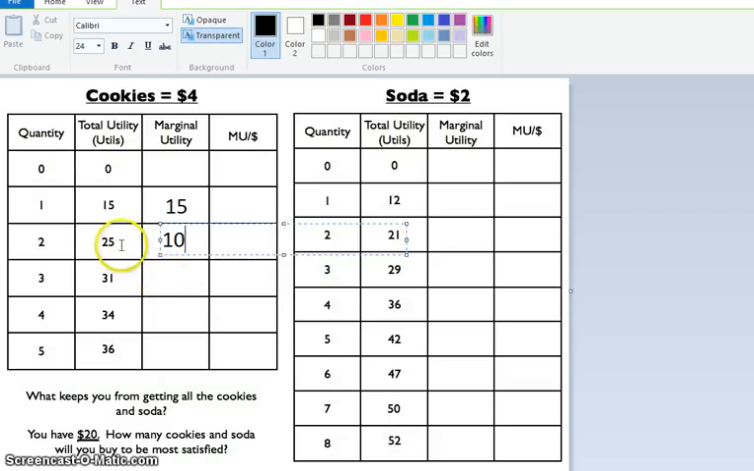Okay, so then we go 25 to 31 for the third cookie. That looks like it is 6. And the test here is that you should see the marginal utility shrinking as you go down. That's what we would expect. That's the law of diminishing marginal returns, or marginal utility.